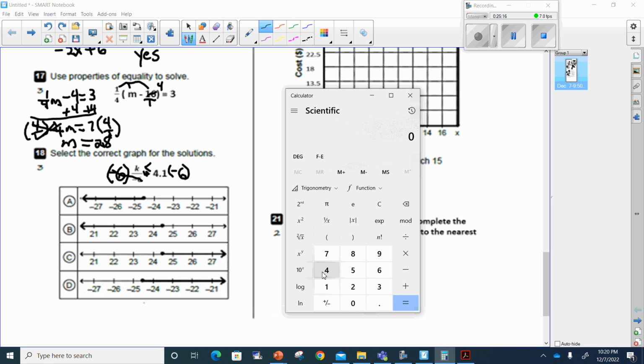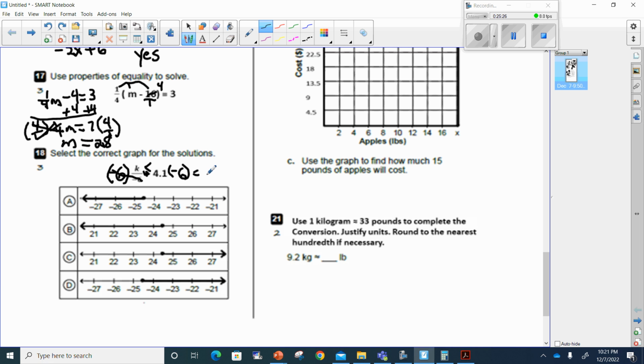Well, 4.1 times negative 6, that's going to give me 24.6. So this will be equal to negative 24.6. So now that I know that k is less than negative 24.6, I'm going to write it over here, k is less than negative 24.6.